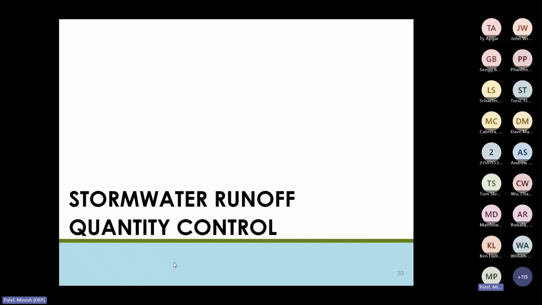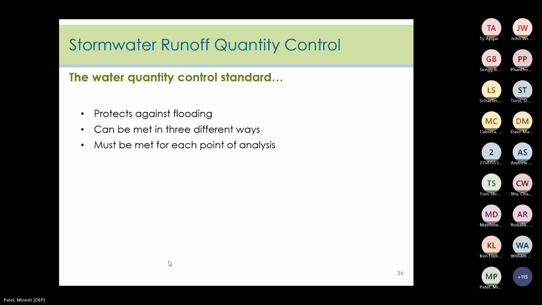The next thing the reviewer needs to look at is stormwater runoff quantity control. Water quantity impacts must be addressed to not only prevent increased flooding due to development, but also to avoid increased flow rates, which can significantly degrade water bodies downstream from a site.